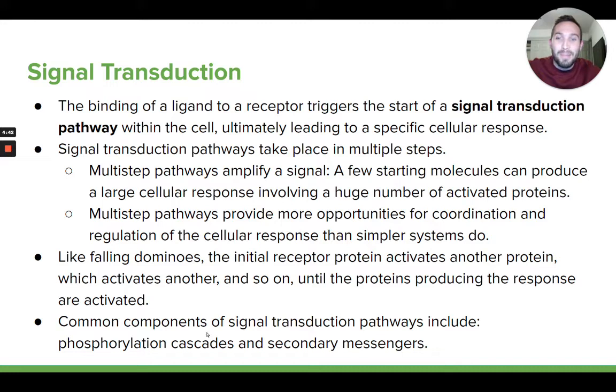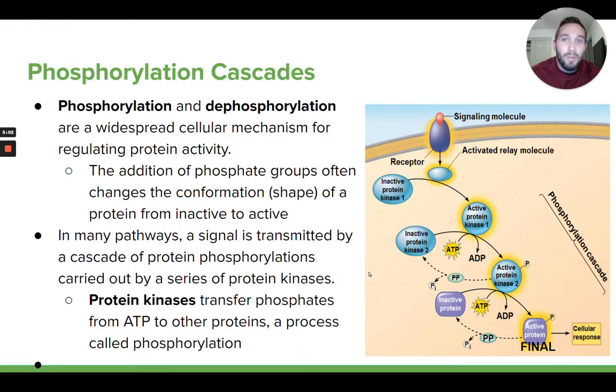Some common components of these signal transduction pathways that we're going to dive into right now are phosphorylation cascades and secondary messengers. A lot of times in this sequence of events taking place inside the cell, there are going to be phosphorylation cascades, which I'll show you in a moment, and secondary messengers, which I'll also show you in a moment, that are involved in these pathways. So let's start with phosphorylation cascades. This is one common thing that we see in a signal transduction pathway.